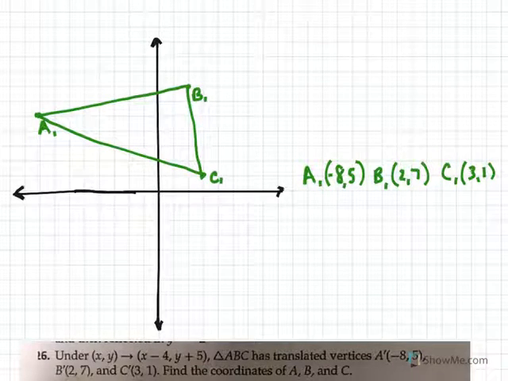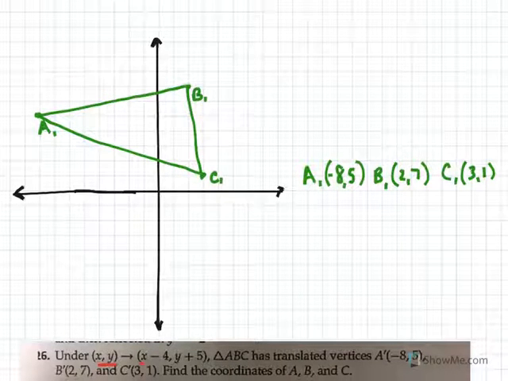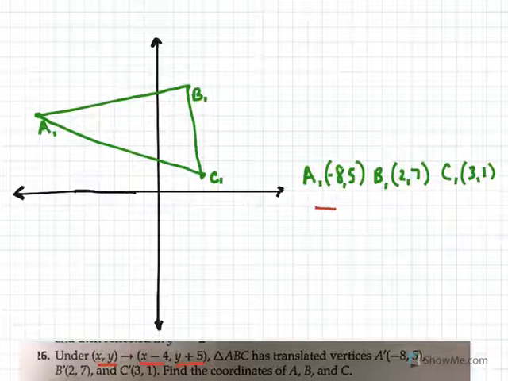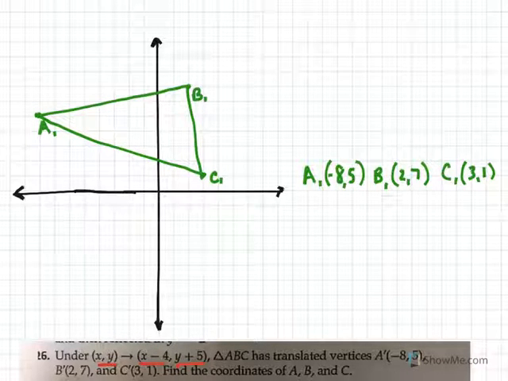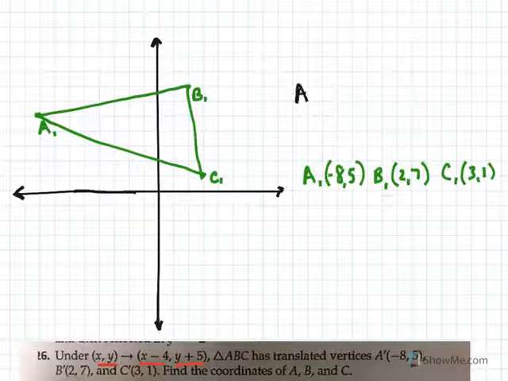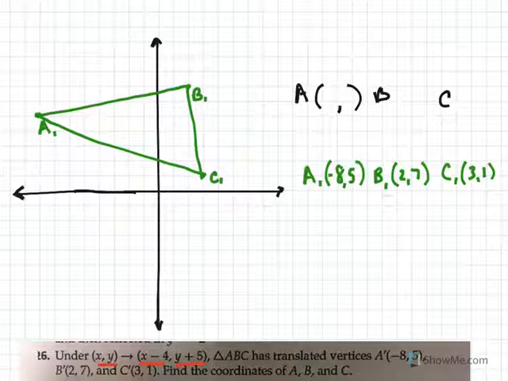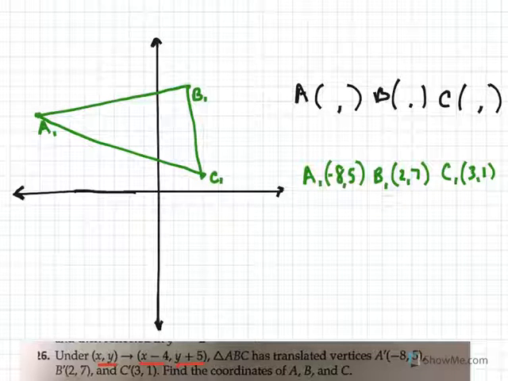Okay, on this next problem, it says under translation XY, we subtract 4 from every X coordinate and we add 5 to every Y coordinate. Triangle ABC has translated vertices A prime, B prime, and C prime. We are trying to find the coordinates of the original. So the coordinates of A, B, and C. So we need to find these coordinates up here of the original figure.